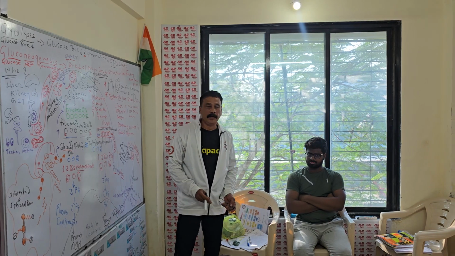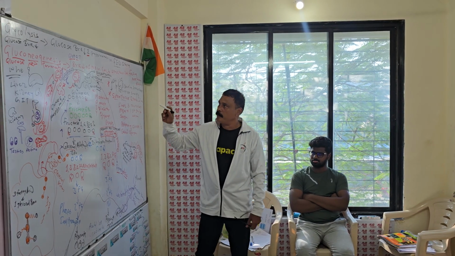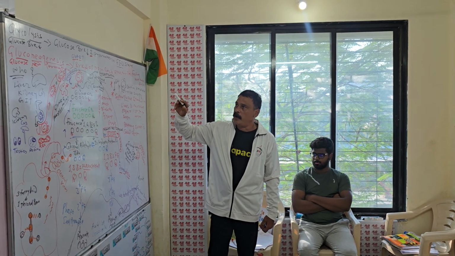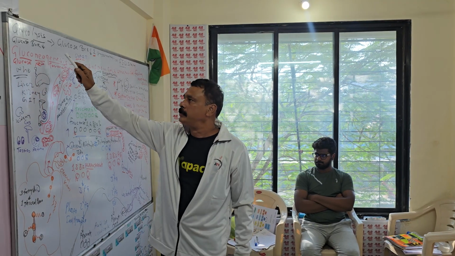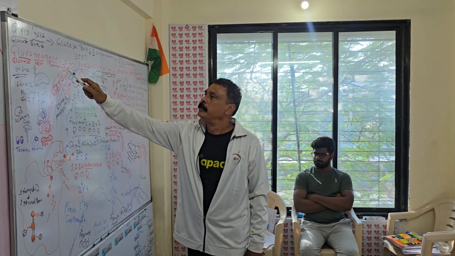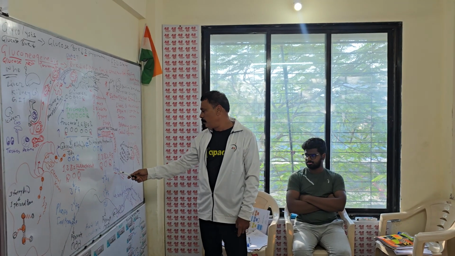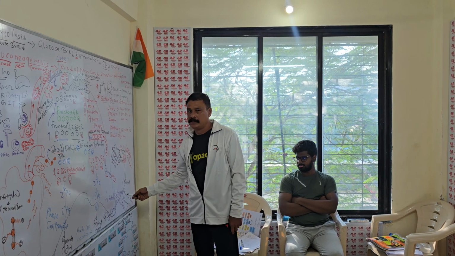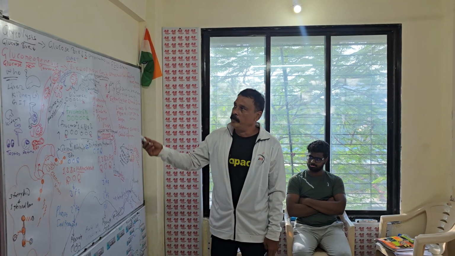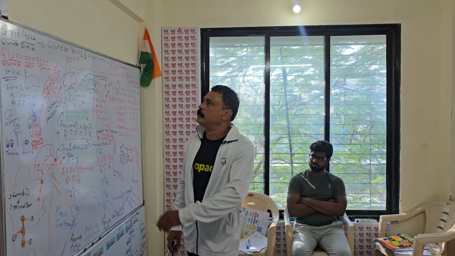I'm studying today about the three processes happening in the liver. The first is glycolysis, the second is gluconeogenesis, and the third is glycogenolysis. So first we will go to the glycolysis process.